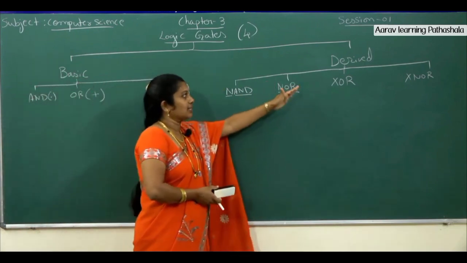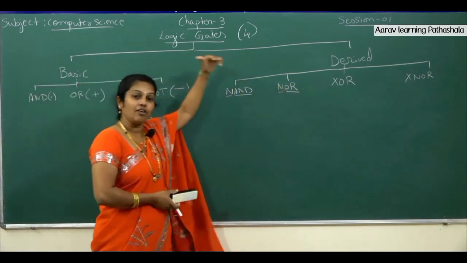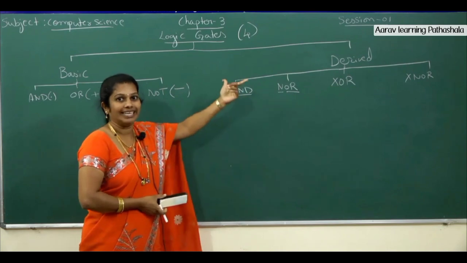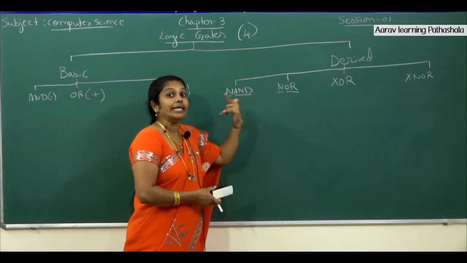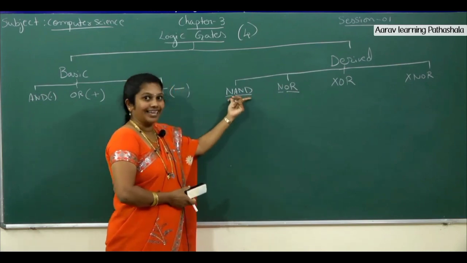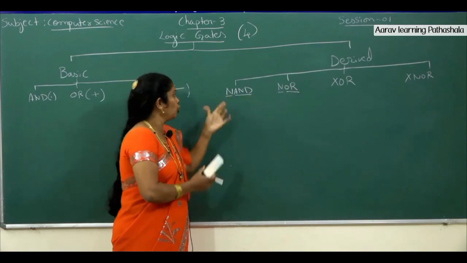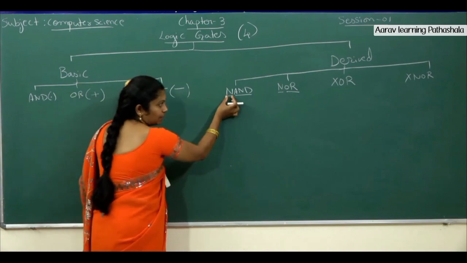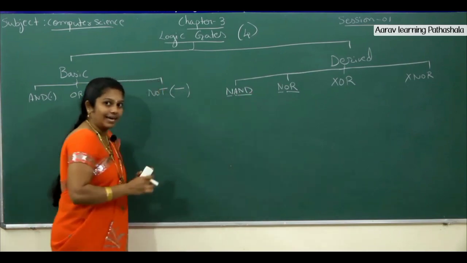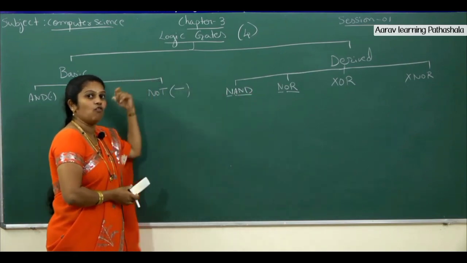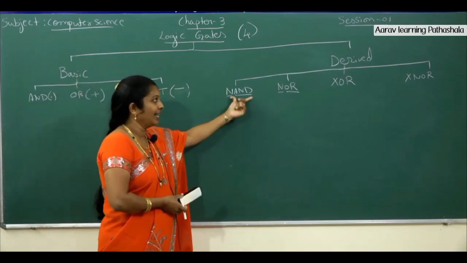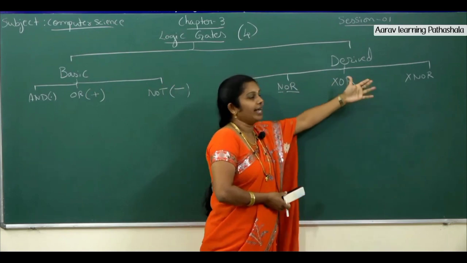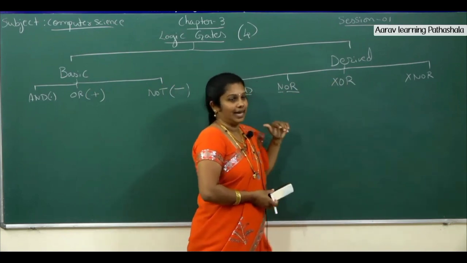Derived gates are basically derived from basic gates only. It takes the help of basic gates, then it is derived. That's why it is called derived gates. See, NAND gate is derived from 2 gates. The first one represents NOT gate and the second one represents AND gate. It is derived with the help of basic gates. That's why it is called derived gates. NAND gate, NOR gate, XOR gate, XNOR gate. These are the derived gates.